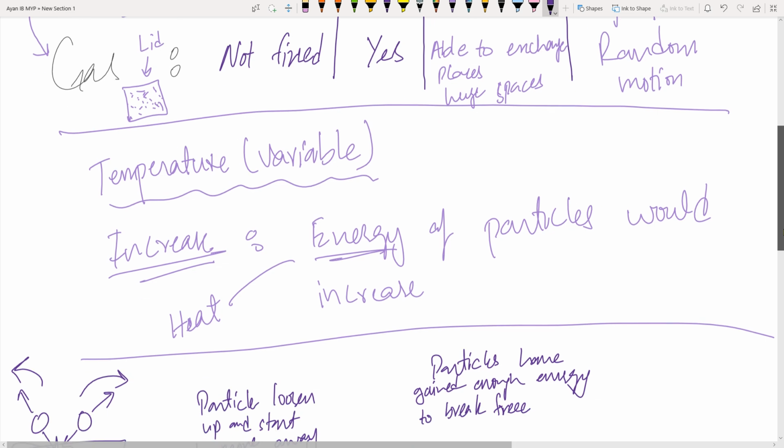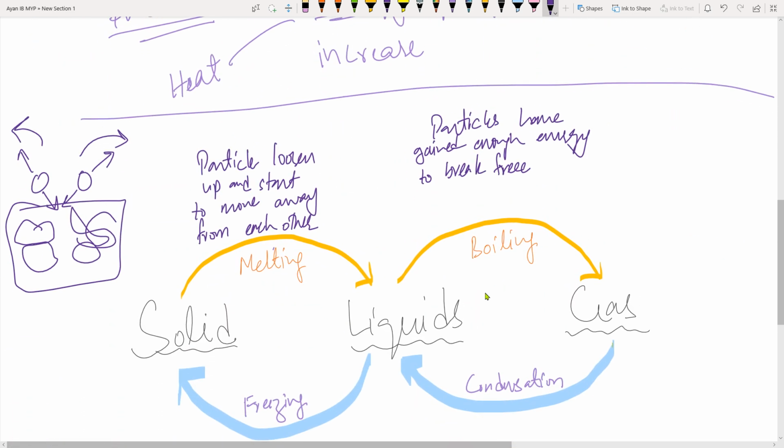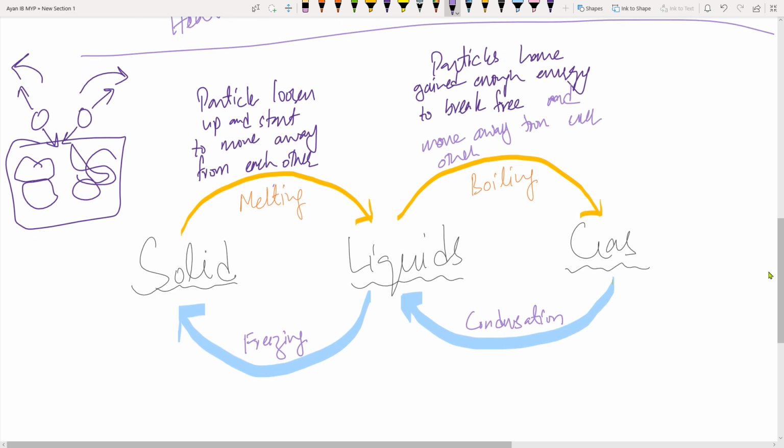But in the gas case, the particles have taken so much energy now that they break free from one another and move away from each other. That means now they're going to be very separate from one another.